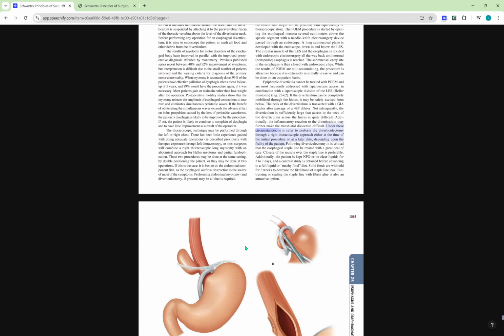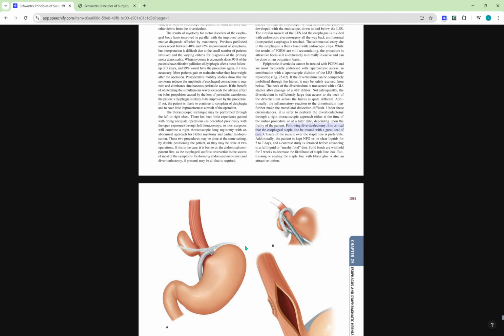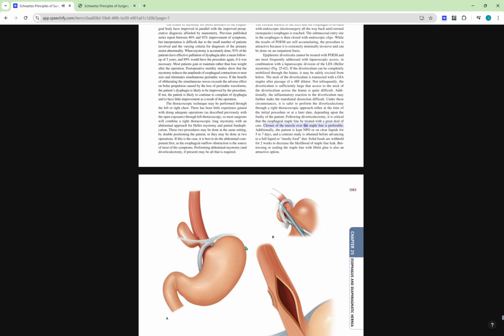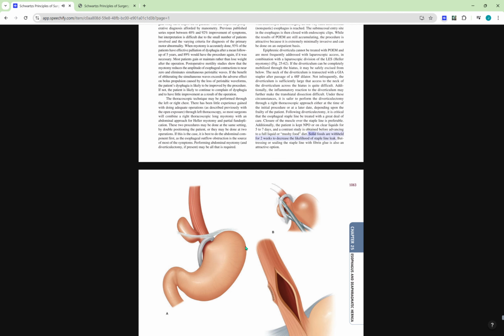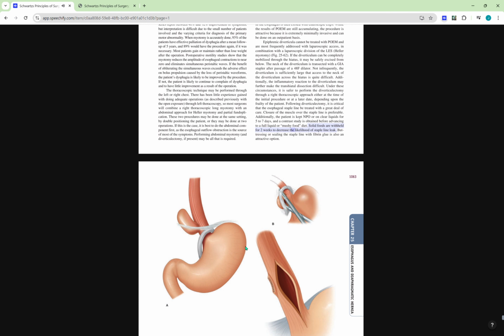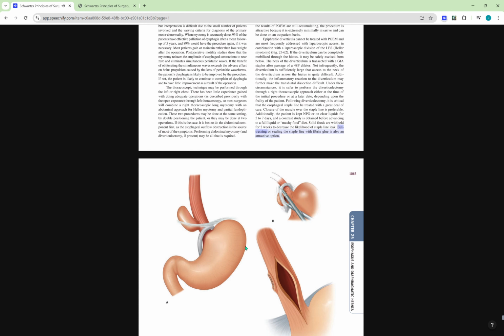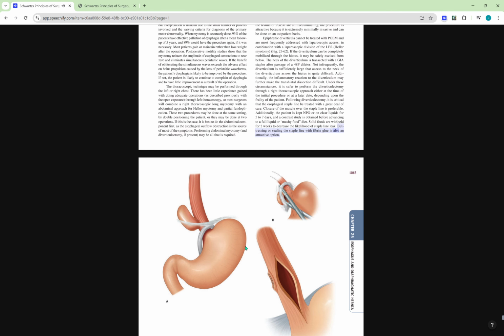Under these circumstances, it is safer to perform the diverticulectomy through a right thoracoscopic approach, either at the time of the initial procedure or at a later date, depending upon the frailty of the patient. Following diverticulectomy, it is critical that the esophageal staple line be treated with a great deal of care. Closure of the muscle over the staple line is preferable. Additionally, the patient is kept NPO or on clear liquids for 2 days, and a contrast study is obtained before advancing to a full liquid or mushy food diet. Solid foods are withheld for 2 weeks to decrease the likelihood of staple line leak. Buttressing or sealing the staple line with fibrin glue is also an attractive option.